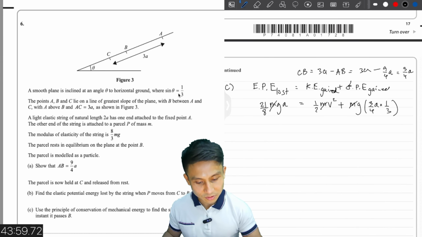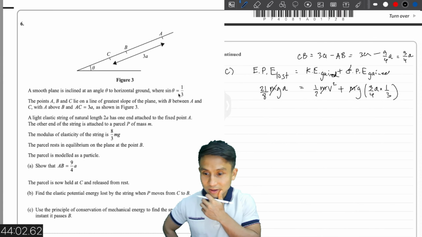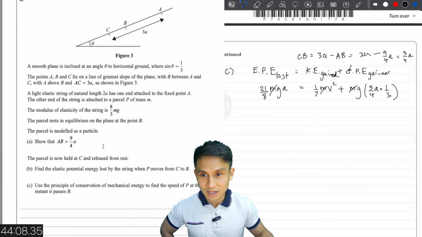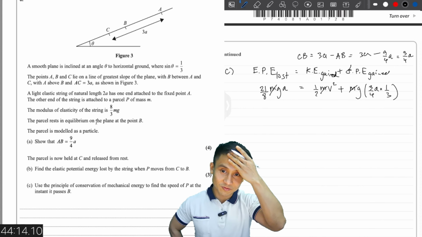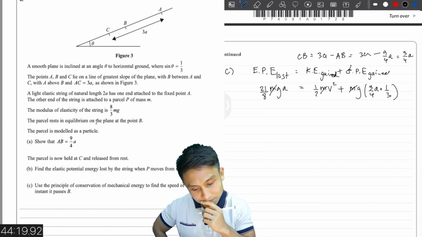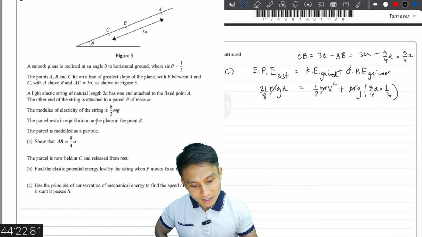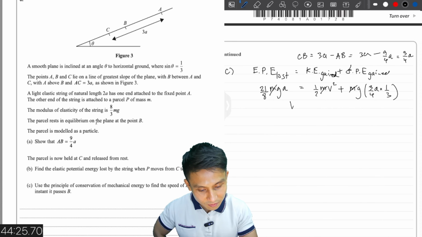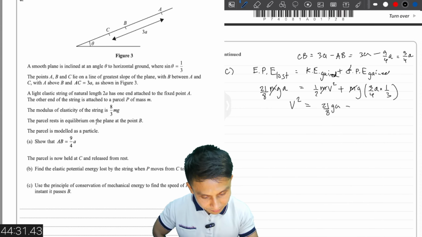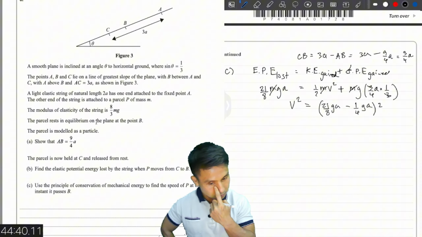So m is cancelled here in every term. So we're going to find v in terms of everything else, including the g and the a, because we are not told about the a value. So it's going to be in terms of g and a. Let's see if we can simplify 9.8. Probably not. Okay, anyway, so v squared equals 21 over 8 GA minus 1 over 4 GA, and then all multiplied by 2, right?